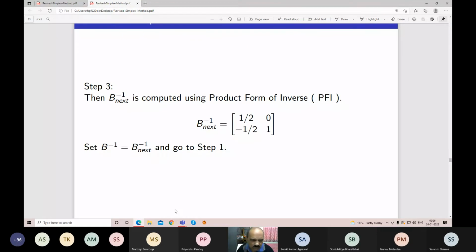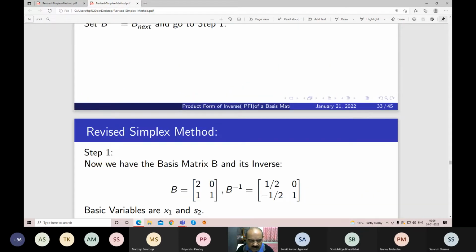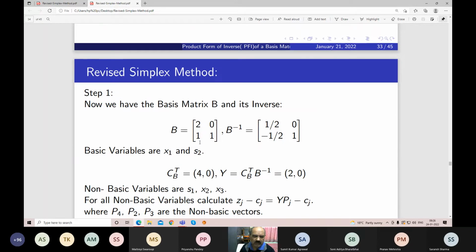Then what we will do? Our new B inverse, that is B inverse, we'll replace with B nest inverse. Now we'll go to step 1. What is step 1 here? B equals 2 0 0 1, 2 0 1 1, or you can say 2 1 0 1. B inverse is like this: 1 by 2, minus 1 by 2, 0, 1. Now once this is known, we are interested in CB transpose.